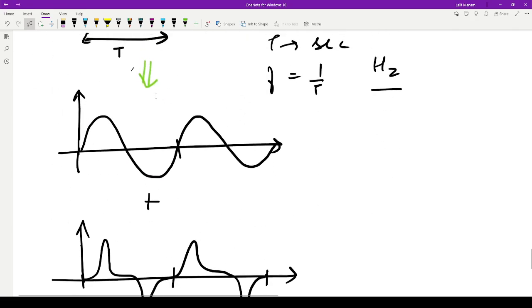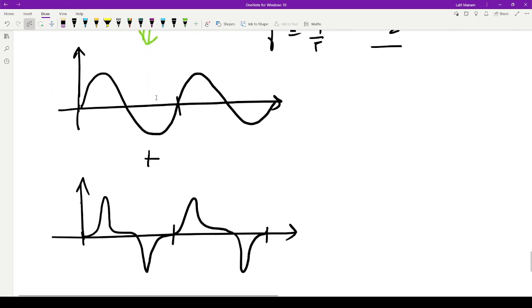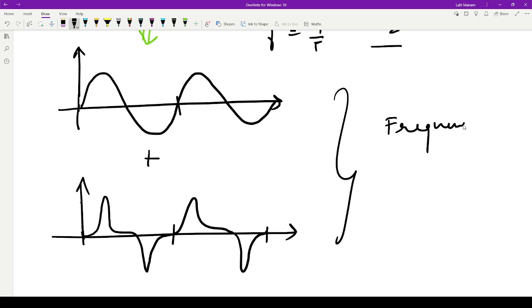Yes. Yeah, I mean, my diagram might not be accurate, but at least you got the idea. So, given this, what do you think? What are the frequencies of the two signals? Frequencies are the same. It's just the amplitude. Amplitude is different.